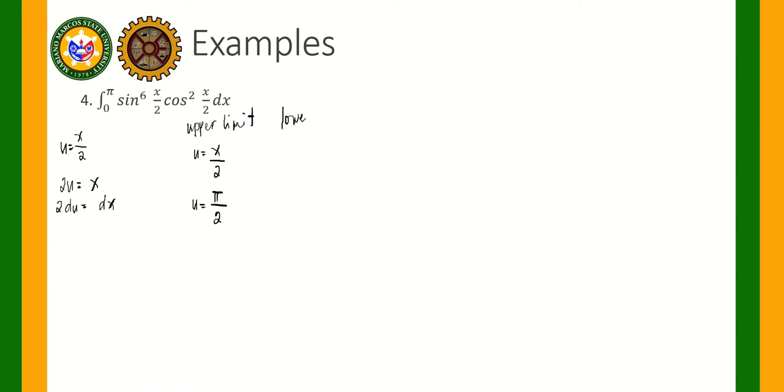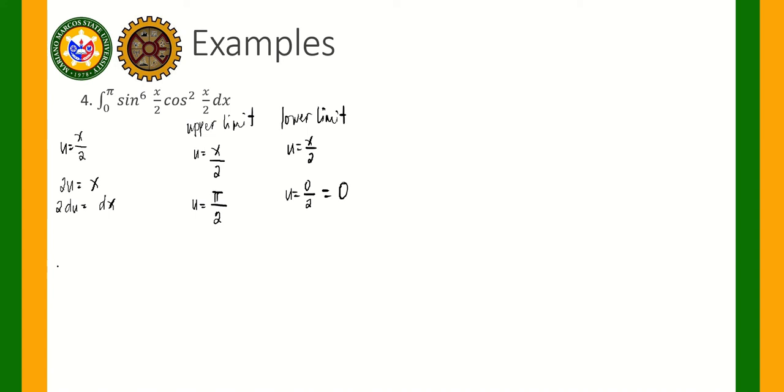Now for our lower limit, our u is equal to x over 2. What is our lower limit? That is 0. So yun yung i-plug natin dito sa x. So u is equal to 0 over 2 and 0 over 2 is equal to 0. So we now have our new limits, which is 0 to pi over 2. And by that, we can apply na si Wallis' formula.